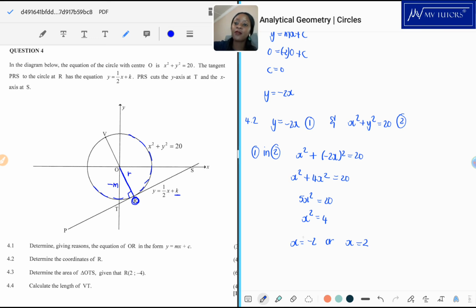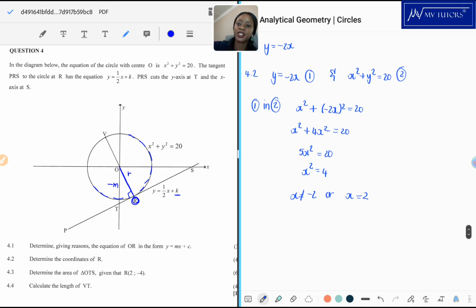But because we're looking for r, it will not be negative 2. It will be 2 only. Then I'm going to take my equation 1. So we're going to substitute x into 1.